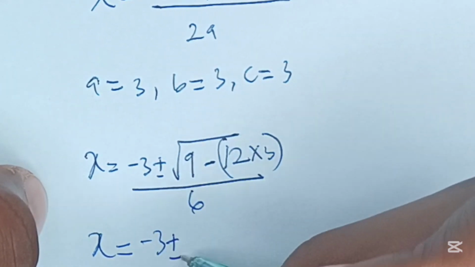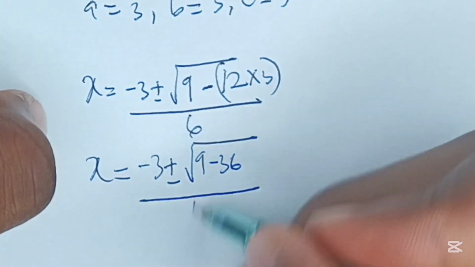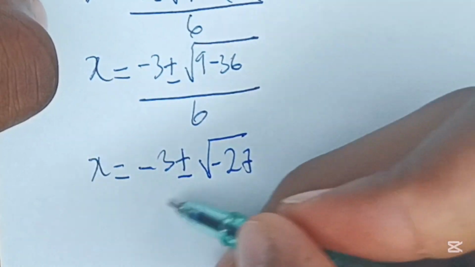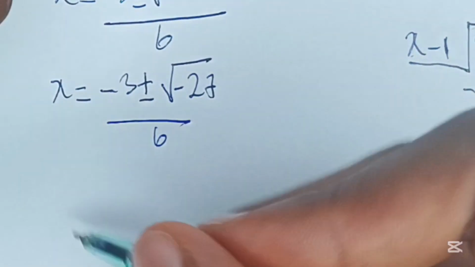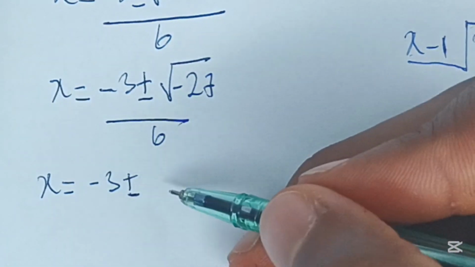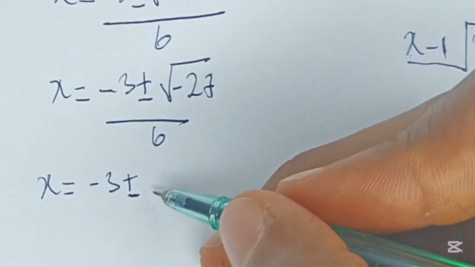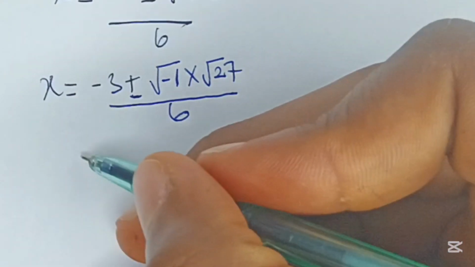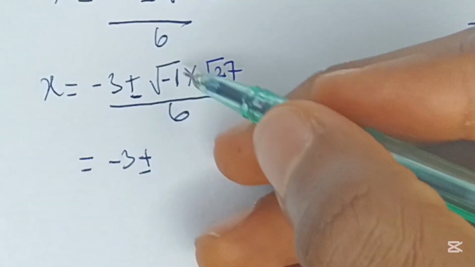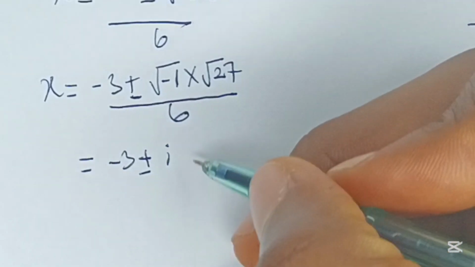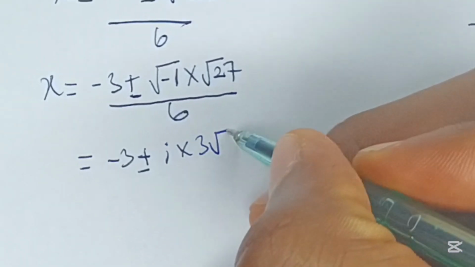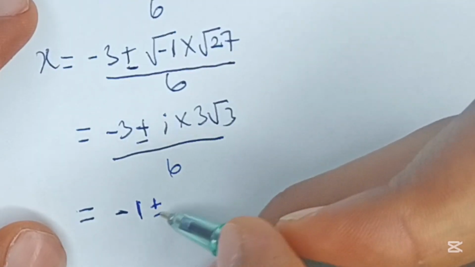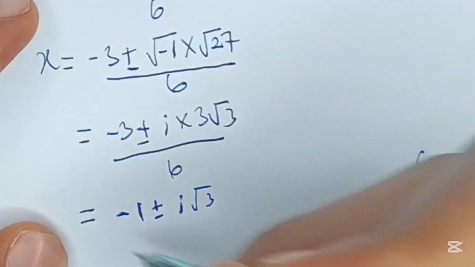x will become equal to minus 3 plus or minus square root of 9 minus 36 all over 6. x will be equal to minus 3 plus or minus square root of 9 minus 36, which is negative 27, all over 6. Okay, we're almost finished. Now we have that x will be equal to minus 3 plus or minus square root of negative 27, which can be written as square root of negative 1 times square root of 27, all over 6. This is now equal to minus 3 plus or minus square root of negative 1 is i. Square root of 27 is 3 root 3. So we have times 3 root 3 all over 6. Reducing further, we now have that this is equal to minus 1 plus or minus i root 3 all over 2.